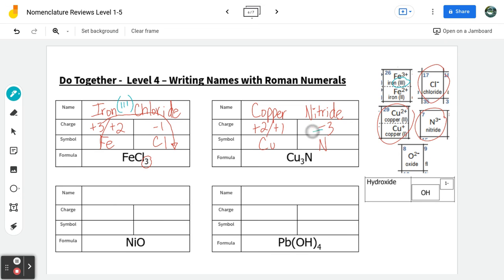And so we can see that this 3 gets crossed over. That's where this 3 comes from. We have nothing here with the N. And if 2 was our charge, there would be a 2 there. So since there's nothing there, we know that it must be copper 1 for our formula.